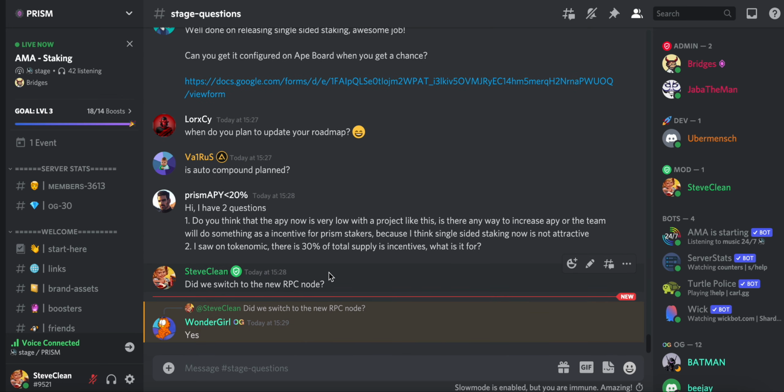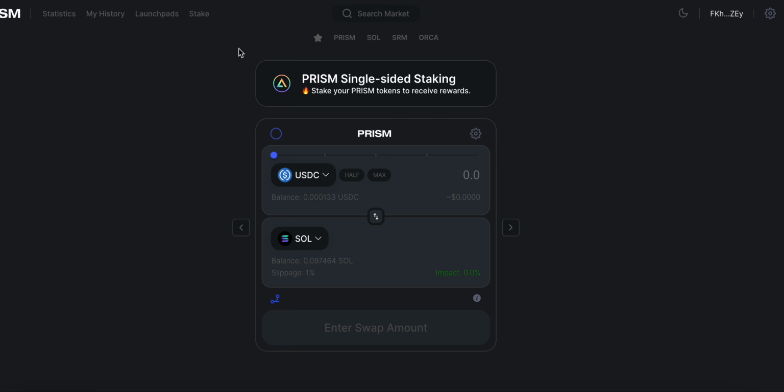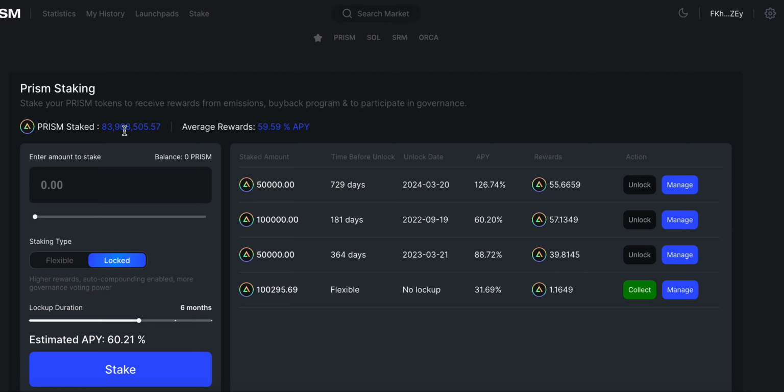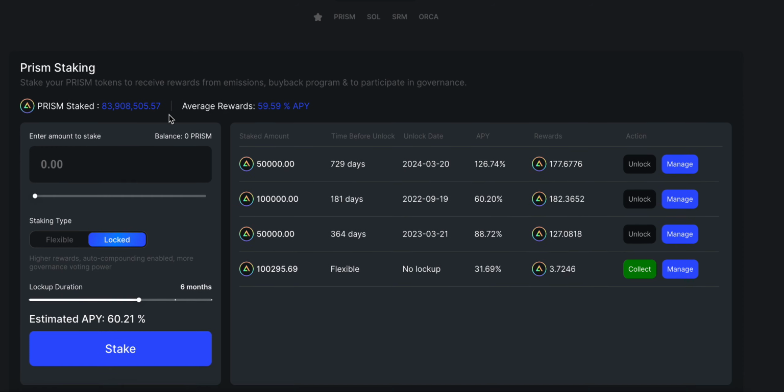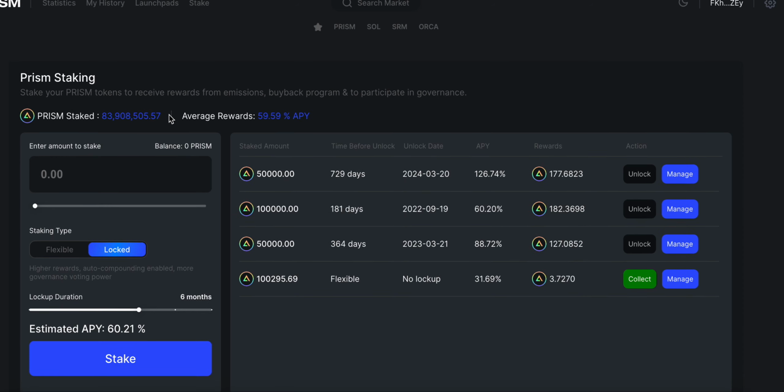So let's move on to staking. As you can see now, if you go to prism.ag/stake, you can see that over 83, almost 84 million Prism is already staked. And by the way, that's pretty amazing because I think that's over 20% of circulating supply. Because if you go to CoinGecko right now, the circulating supply is about 570 million Prism, it says.